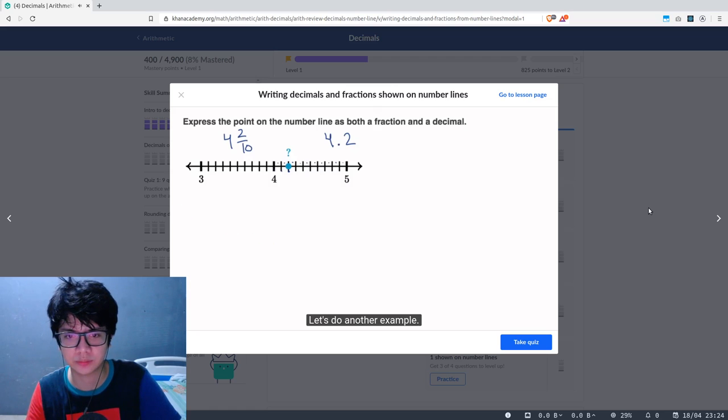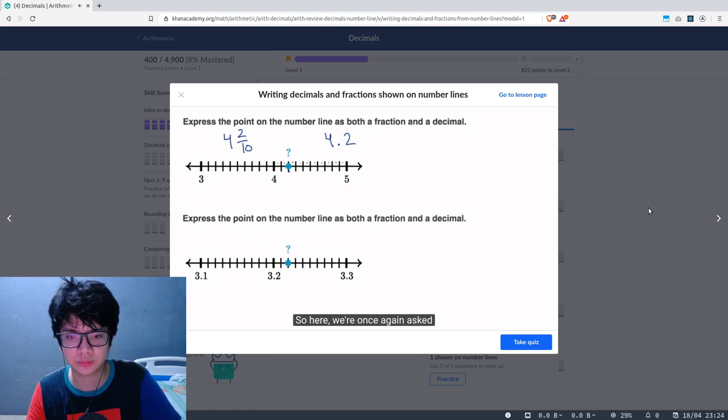Let's do another example. So here, we're once again asked to express the point on the number line as both a fraction and a decimal. But this one's a little bit different. See if you can identify how it is different and answer the question. So pause this video and once again have a go at it.